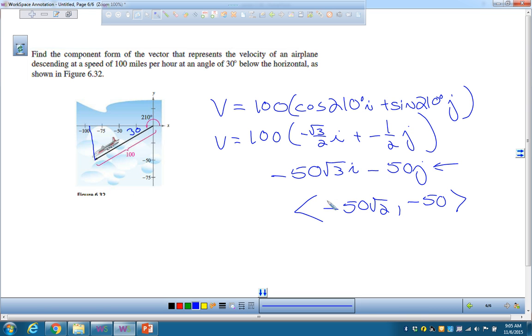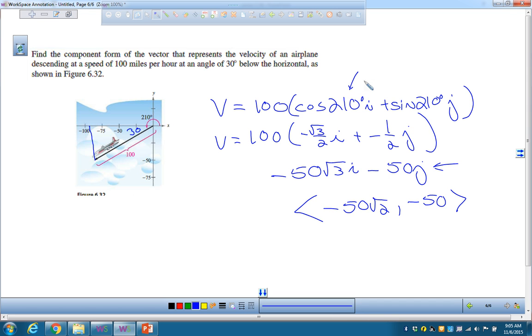So this is the horizontal component. This is the vertical component. This is called component form. This is called linear combination form. I guess this is called direction angle form up there. The i's and the j's are just saying where they are. I is meant to be the x direction, j is meant to be the y direction.